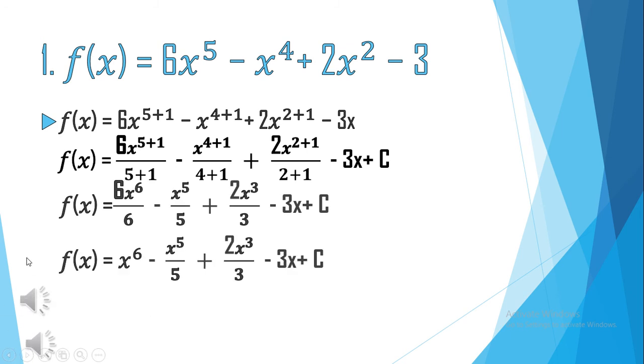Since 3 is a constant, all we need to do is add x. Next, add the exponent and denominator so that will be F of x equals 6x raised to the power of 6 over 6 minus x raised to the power of 5 over 5 plus 2x cubed over 3 minus 3x plus c, and lastly do the cancellation. It means our final answer is F of x equals x raised to the power of 6 minus x raised to the power of 5 over 5 plus 2x cubed over 3 minus 3x plus c, where c is an arbitrary constant.